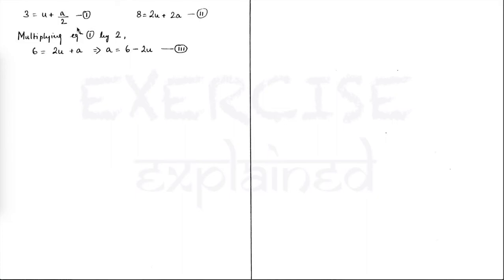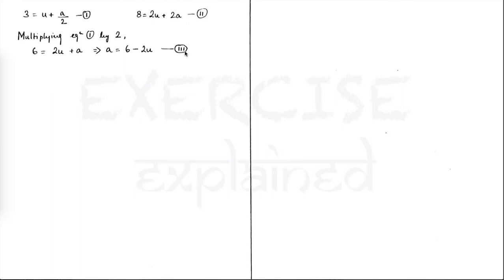Now I would be solving these two equations. I have written the equations again here, that is 3 is equal to u plus a by 2, that was equation 1, and 8 is equal to 2u plus 2a, that is equation 2. Now what I do is I multiply equation 1 by 2. The reason is I'm trying to take out this denominator. So 3 into 2 gives me 6, 2 into u gives me 2u, a by 2 into 2 gives me a, because 2 and 2 cancels. So I get 6 is equal to 2u plus a. So from here I get a is equal to 6 minus 2u.